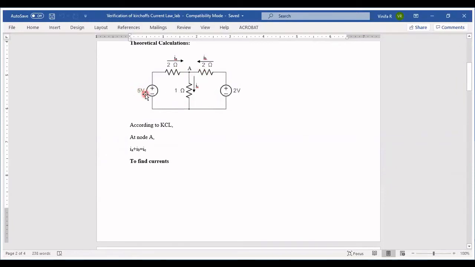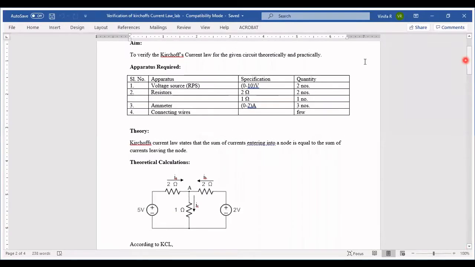So for the given circuit, two voltage sources are there, and three resistors are present. So a 5 volt source and a 2 volt source, and three resistances: 2 ohm, 2 ohm and 1 ohm. So in the apparatus record, we need two voltage sources, 0 to 10 volt, two numbers we are using. And resistors: 2 ohm resistor, two numbers, and 1 ohm resistor, one number.